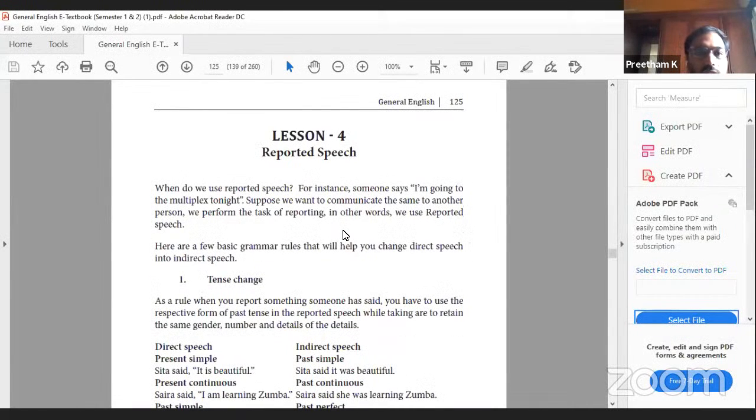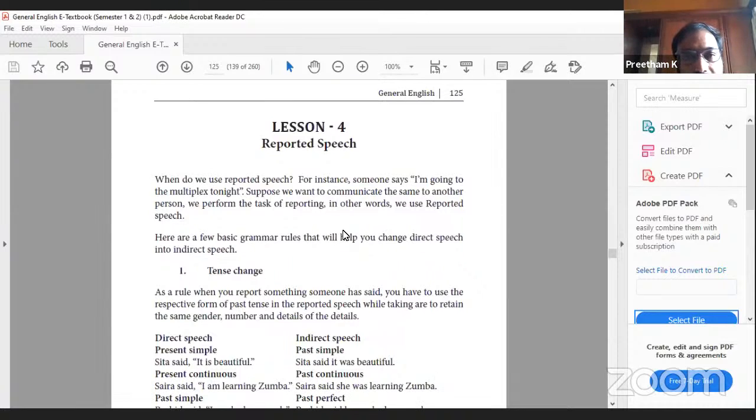Okay, reported speech, lesson 4. When do we use reported speech? For instance, someone says, I'm going to the multiplex tonight. Suppose we want to communicate the same to another person, we perform the task of reporting. In other words, we use reported speech.